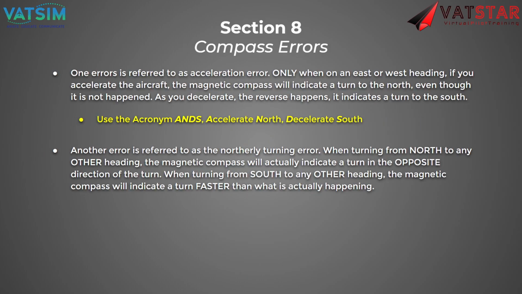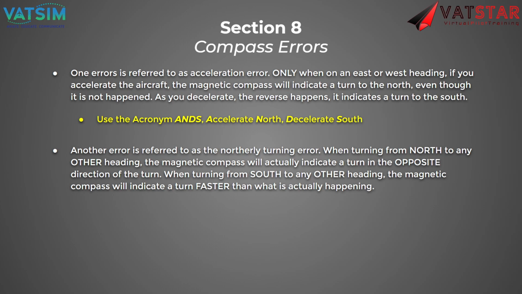So this is going to be deep, and if you don't understand, I'll try my best to explain if you have questions. But there are two main errors. One of the errors, which is a different error but is also referred to as an acceleration error, which we talked about with the attitude indicator, only happens when you're going east or west. If you accelerate the aircraft when you're going east or west, the magnetic compass will actually indicate a turn to the north, no matter if you're going east or west, even though it has not happened. As you decelerate, if you pull the power back, it'll actually indicate a turn to the south, even though you're not turning to the south.